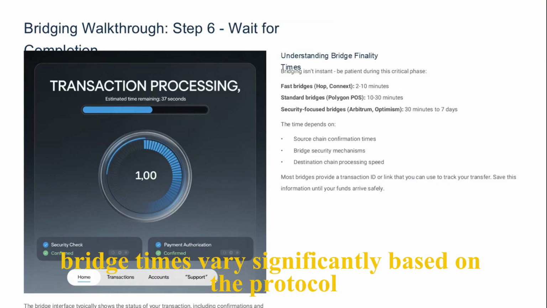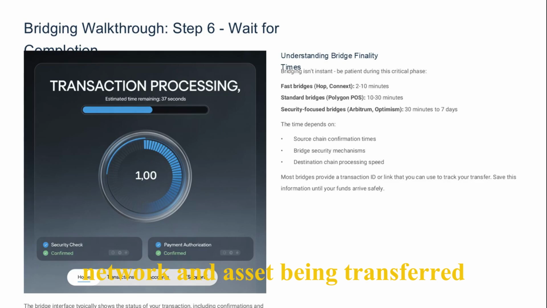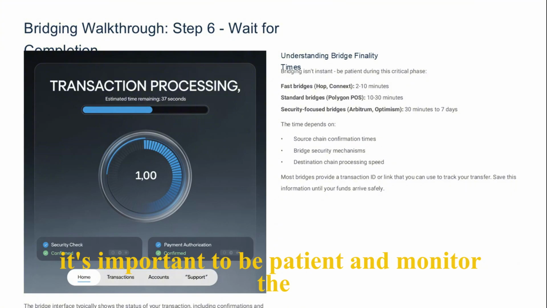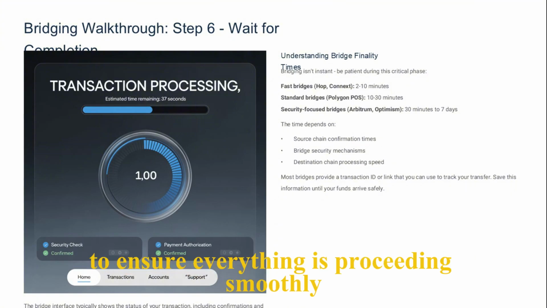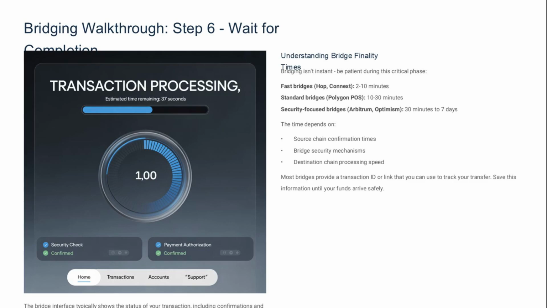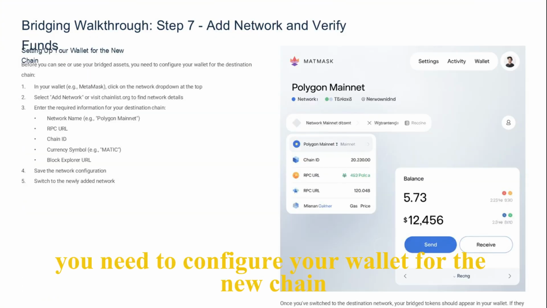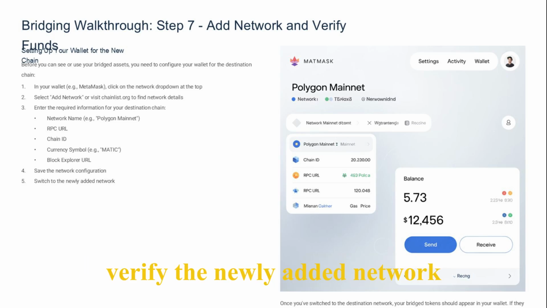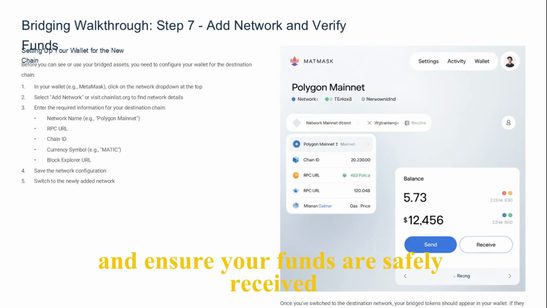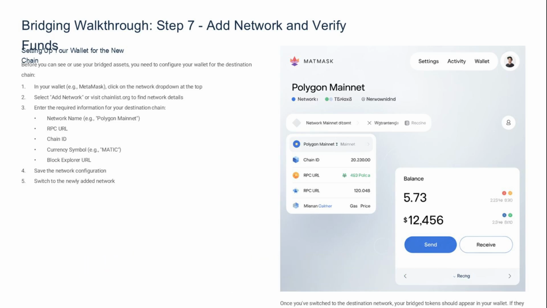Bridge times vary significantly based on the protocol, network, and asset being transferred. During this critical phase, it's important to be patient and monitor the transaction status to ensure everything is proceeding smoothly. Once your assets are on the destination network, you'll need to configure your wallet for the new chain. Verify the newly added network and ensure your funds are safely received.